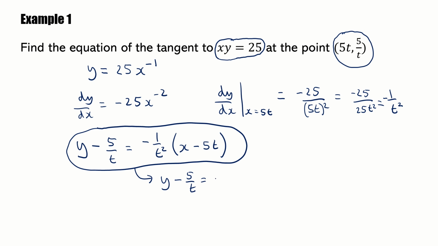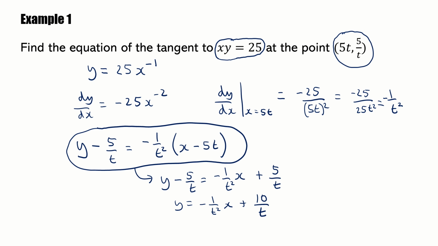So all you'd be doing is, of course, just multiplying out the brackets. I'm going to keep that minus 1 over t squared as a coefficient of the x, if you will, but then we're going to end up with positive 5 over t on the other side, which therefore means if we rearrange to make it y equals, we're going to end up with this. So there you go, that's the equation of the tangent. And so therefore that is example 1 done.